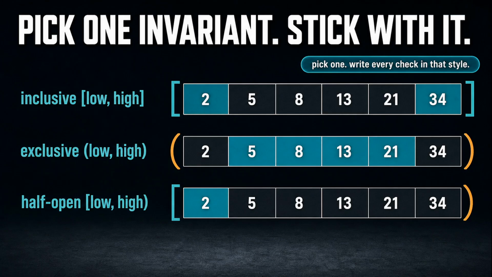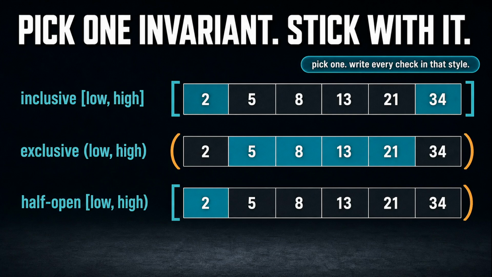Next, the source of bugs is mixing 2 different invariants in the same loop. There are 3 common ways to write the boundaries: inclusive on both sides, exclusive on both sides, or half open, where the low end is included and the high end is not. Each convention is valid if you keep it consistent. Wait, so the bug isn't actually in the math? It's in the human switching modes halfway through? Exactly. The implementer started with 1 invariant and unconsciously switched.